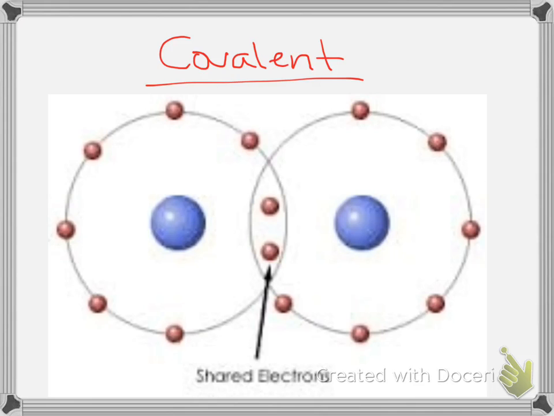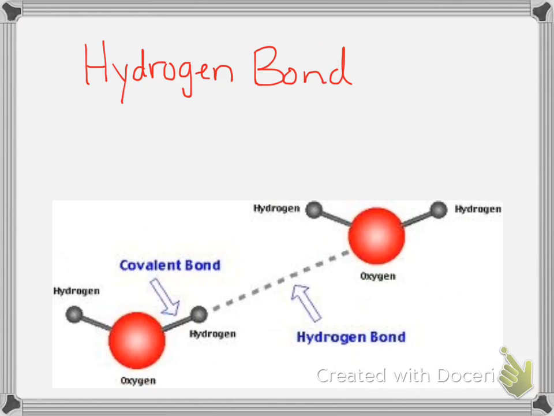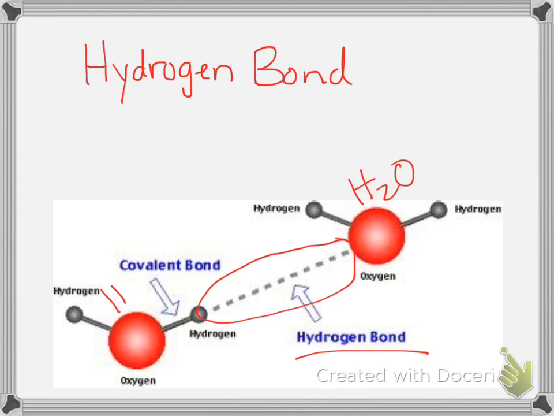Here's an example of a covalent bond where these electrons in the middle are being shared, making the two other atoms feel full. Here's an example of a hydrogen bond, this dotted line right here. This is a hydrogen bond that is between two water molecules. This is water, this is water. We also see in this picture a covalent bond. The hydrogens are bonded to the oxygen covalently, strongly, but this weak bond between the two water molecules means those water molecules can be split.